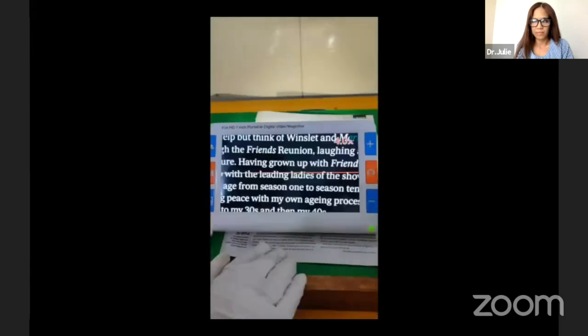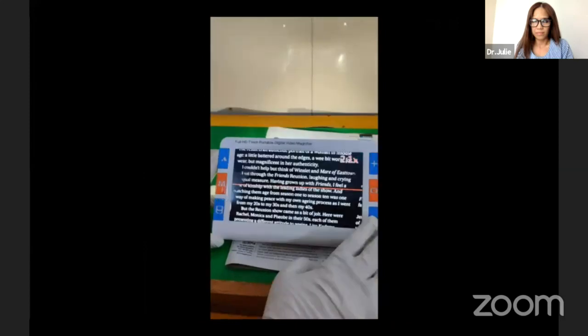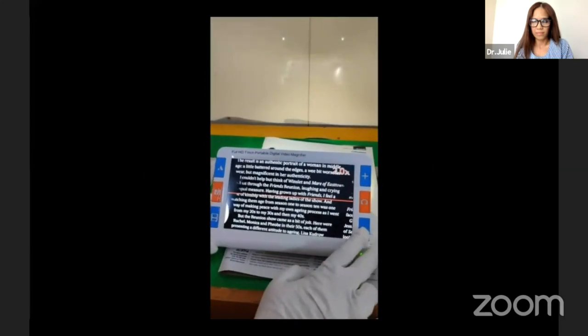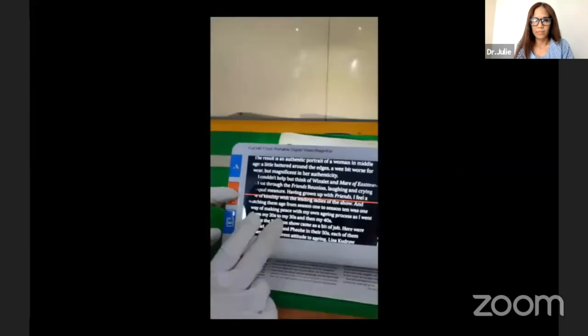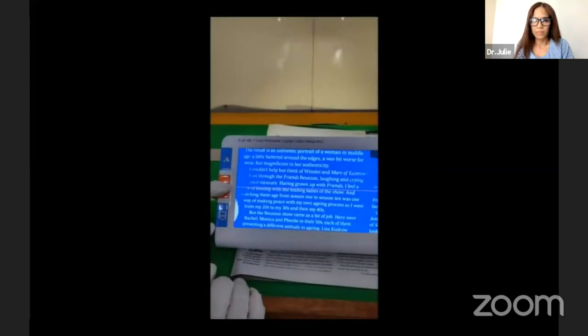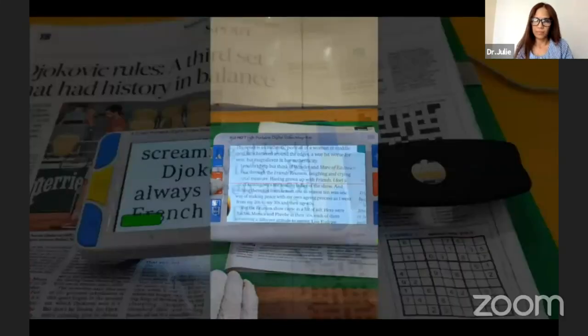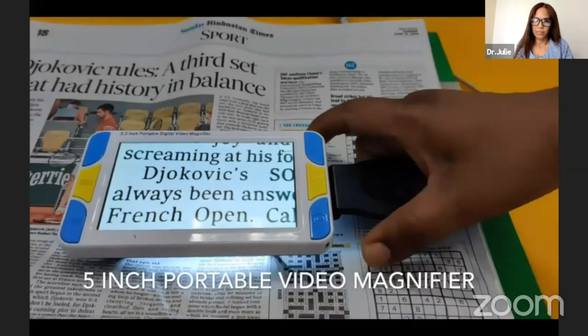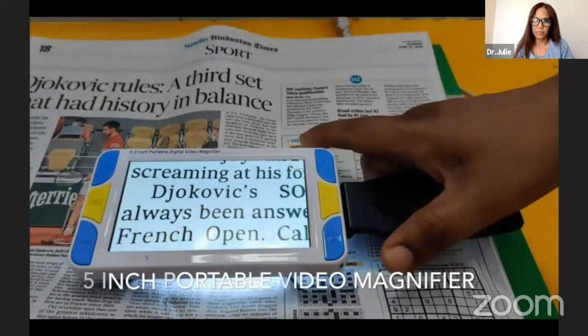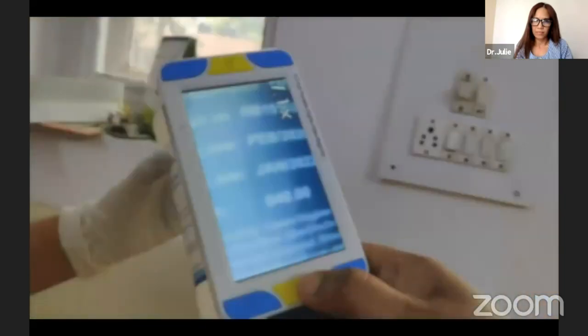It's zooming in, and we can zoom it out according to the need of the patient and according to the vision. Sometimes it's for better contrast. We can also change into blue and white on blue, also color. This is a 5-inch portable video magnifier. This device is basically designed for near reading, but we can use this device for distance also.